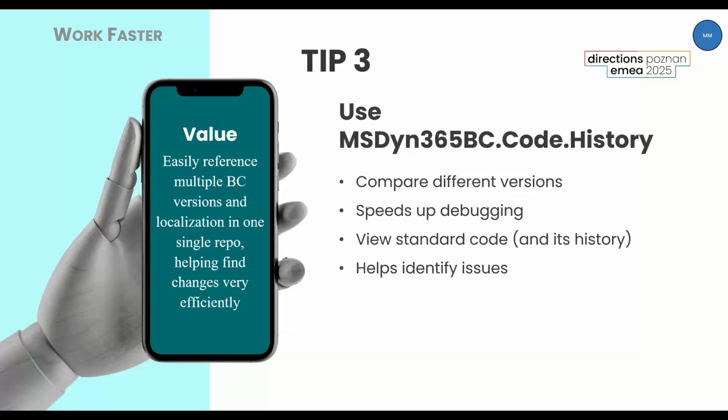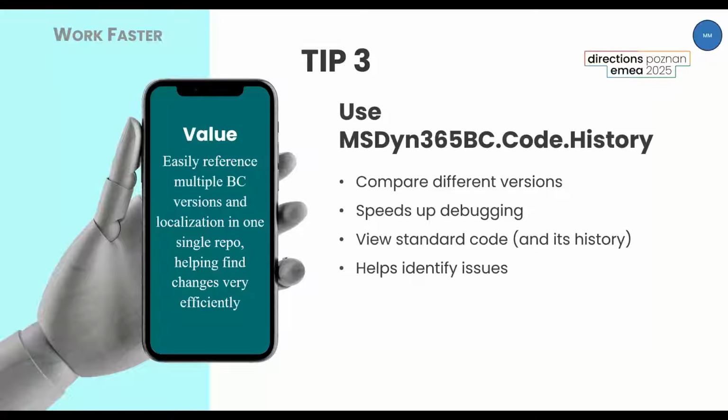Each branch is a different version and different localization, so moving to different versions is just moving through different branches. This actually speeds up not only debugging, but new development a lot, because you can see all of the standard code and all of the changes that Microsoft did in each version. So for example, if Microsoft, God forbid, introduced some bug, you can easily trace when it was introduced and how the code looks.